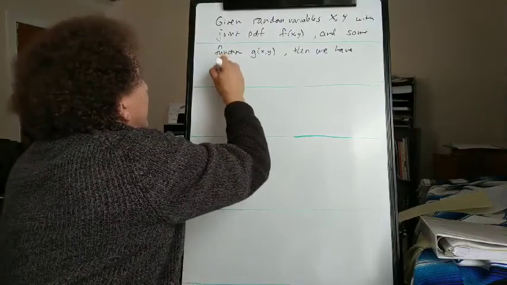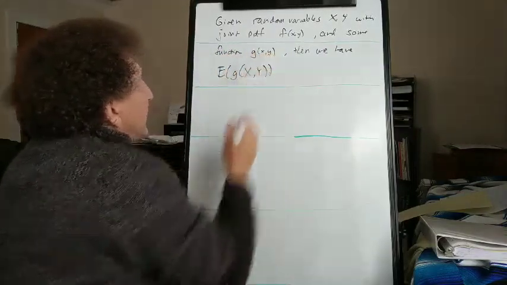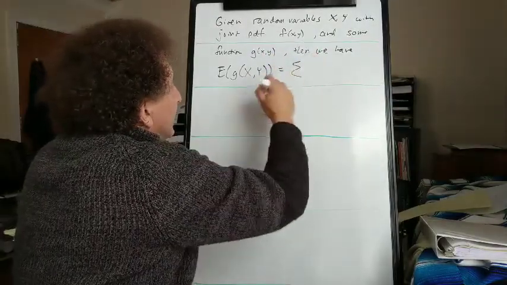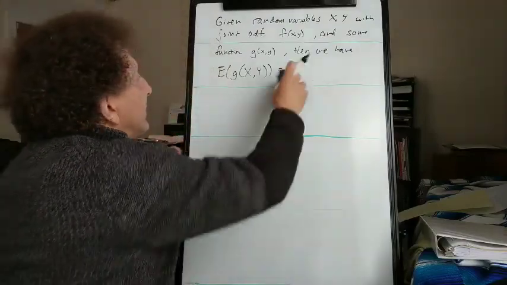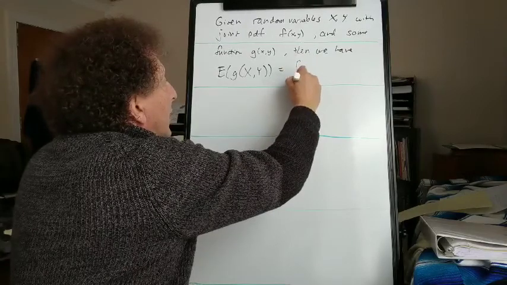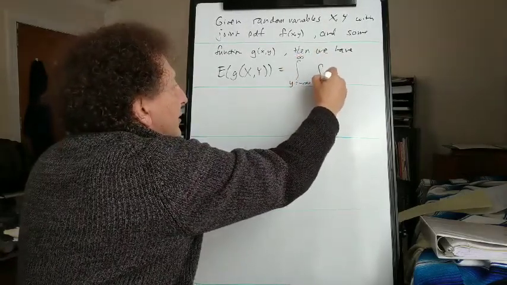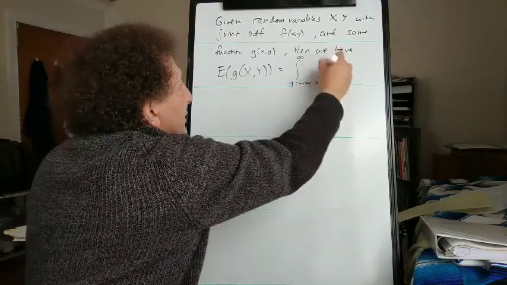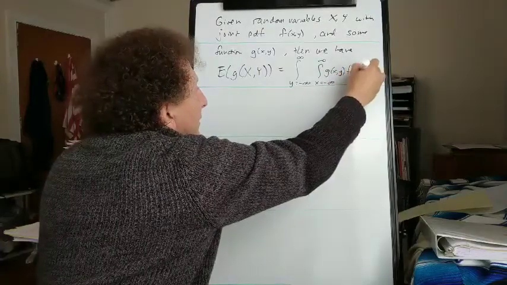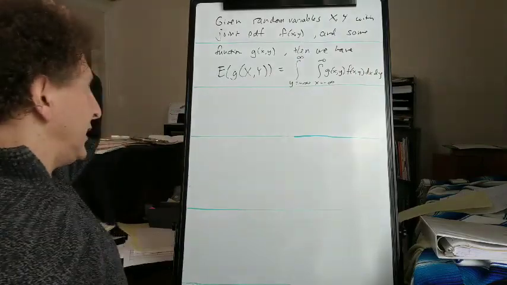then we have that the expected value of g of the random variables x and y is, I'm thinking of continuous random variables, the integral as y goes from negative infinity to infinity of the integral as x goes from negative infinity to infinity of g of x, y, f of x, y, dx, dy. Of course, we can take the integrals in any order.